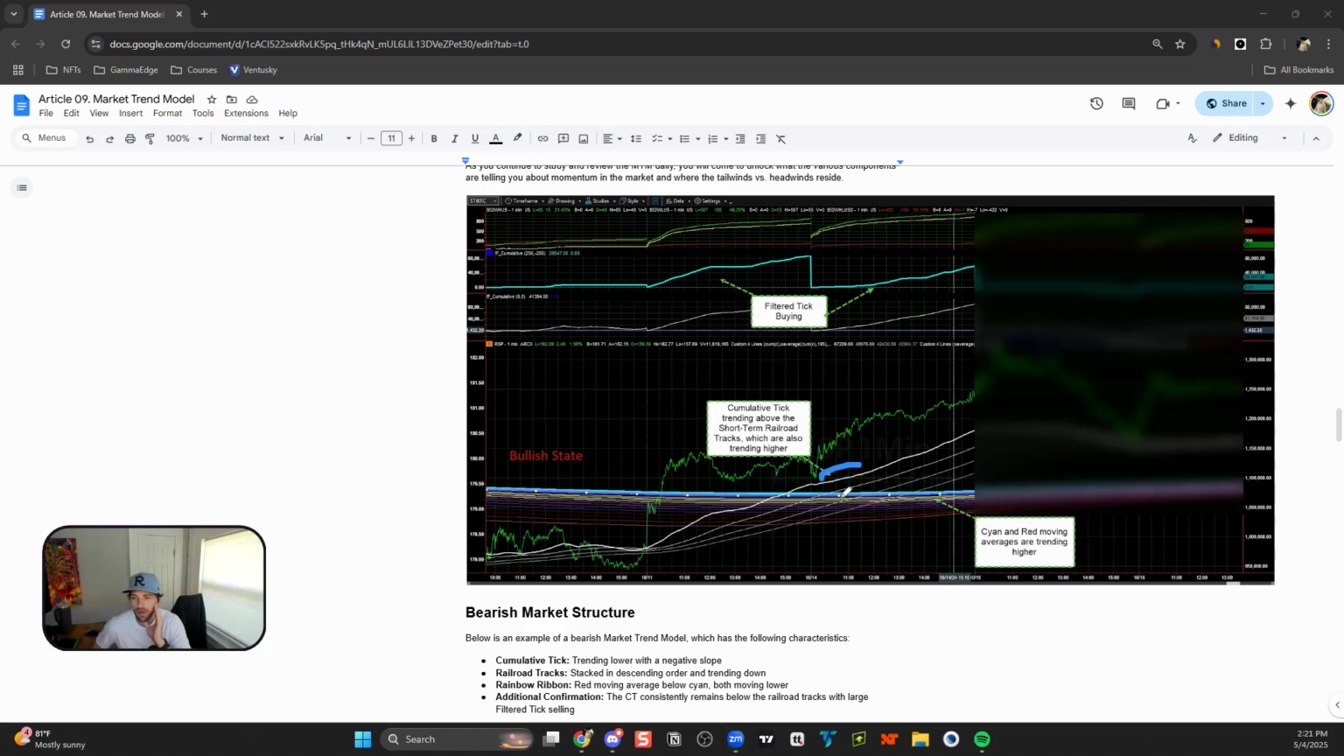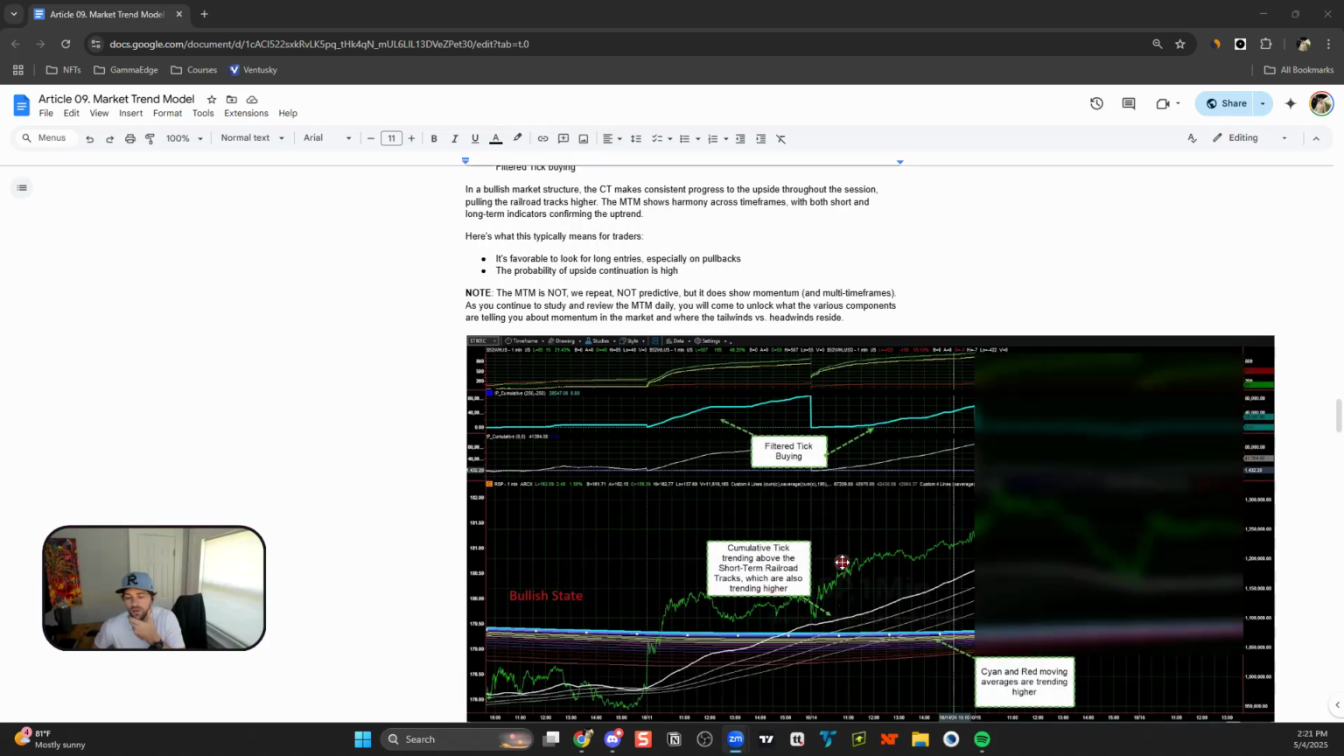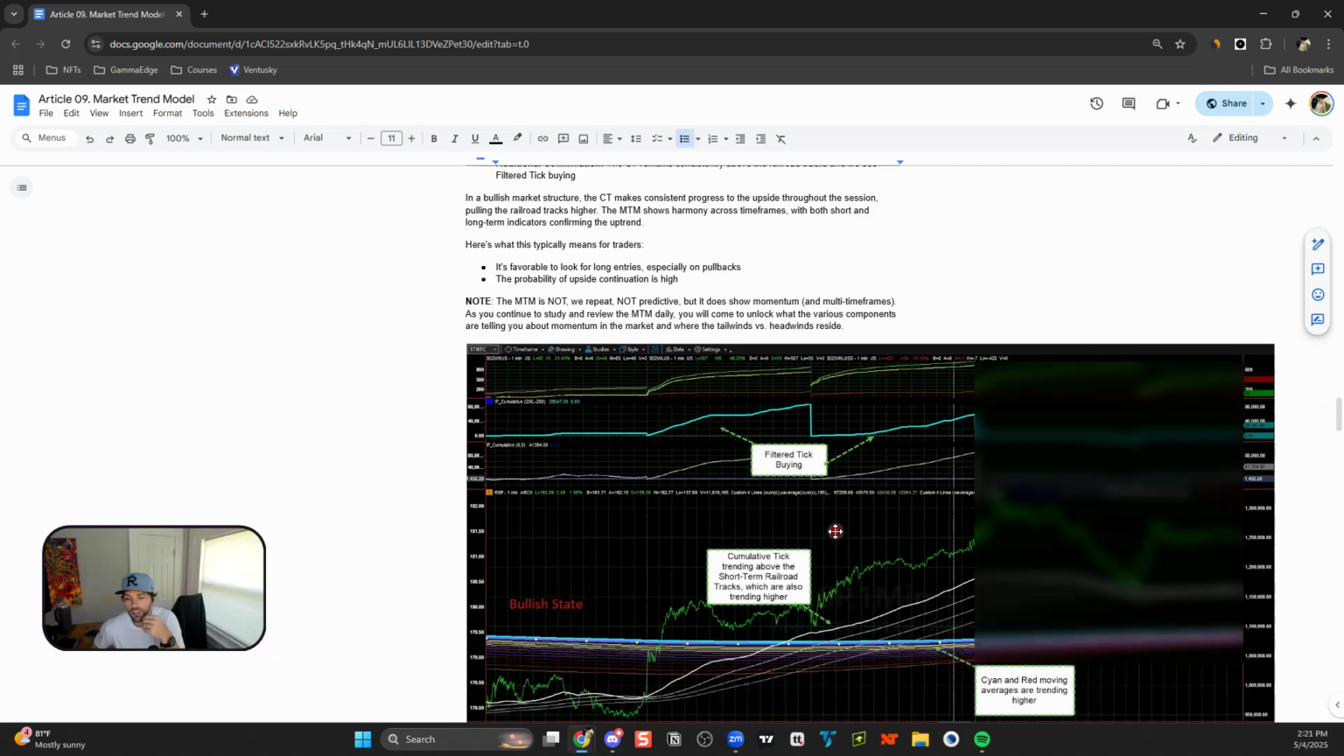rainbow ribbon. Now that we have the cumulative tick above the rainbow ribbon, we can start to see that the red line and the cyan line are both starting to trend higher as well. Yes, I know that the red line is not above the cyan line, but we can see that both are starting to trend higher, turn higher. This is positive. And so, right, when we have a constructive market trend model structure that looks like this, what that means is it's favorable to look for long entries, especially on pullbacks, and the probability of continuation is high.